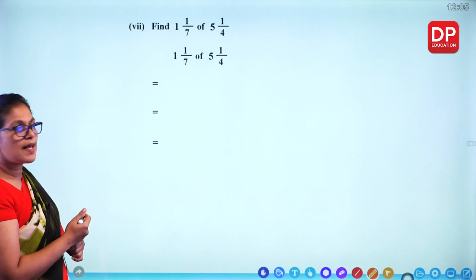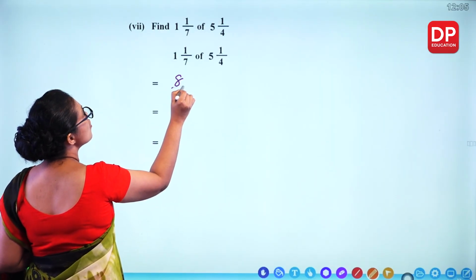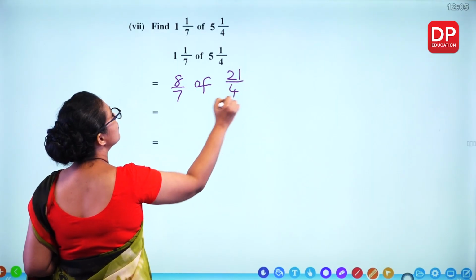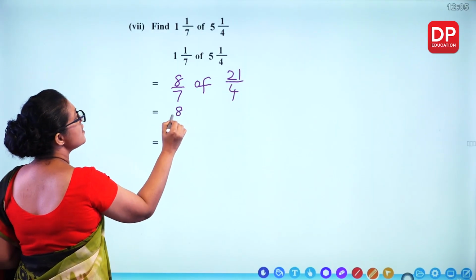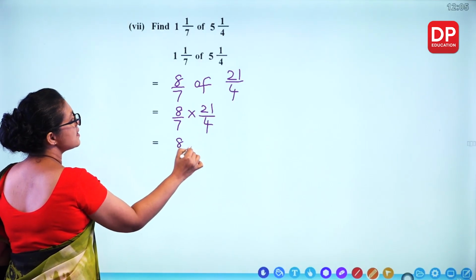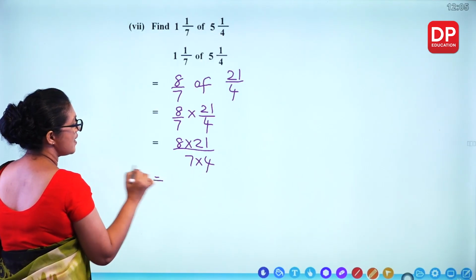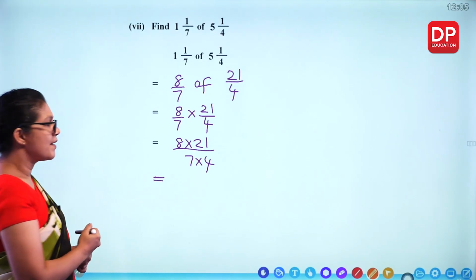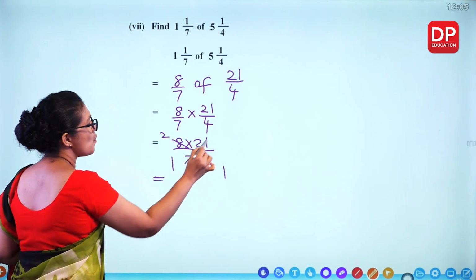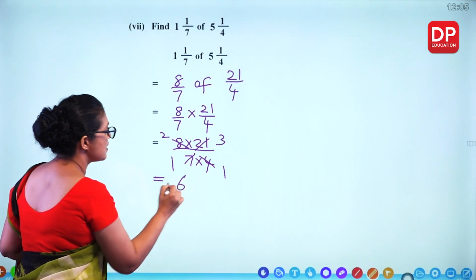This one, do the same thing. Convert to improper fractions. 8/7 of 21/4. 8/7 multiplied by 21/4. Multiply the numerator separately and the denominator separately. Can you simplify? 4 times 1, 4 times 2. 7 times 1, 7 times 3. So 2 times 3, you get 6.